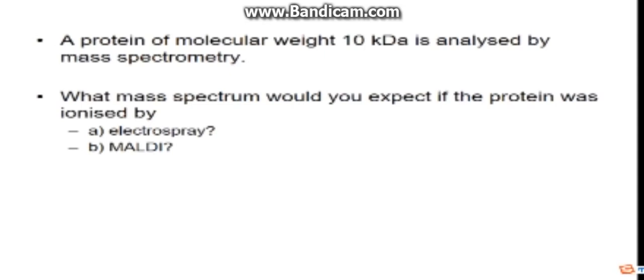Now, electrospray is a bit... you're looking confused. So what's on the x-axis? Mass to charge, M over Z. So M is the mass and Z is the charge of the ion. Are you okay? You look confused. No? Okay.